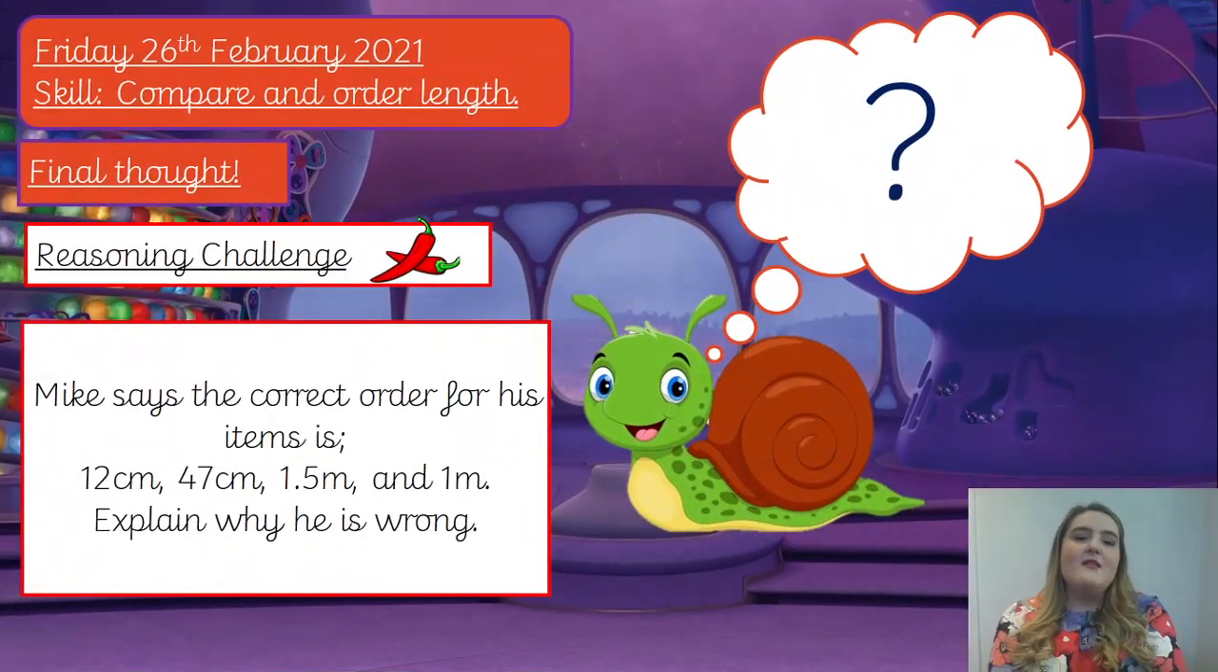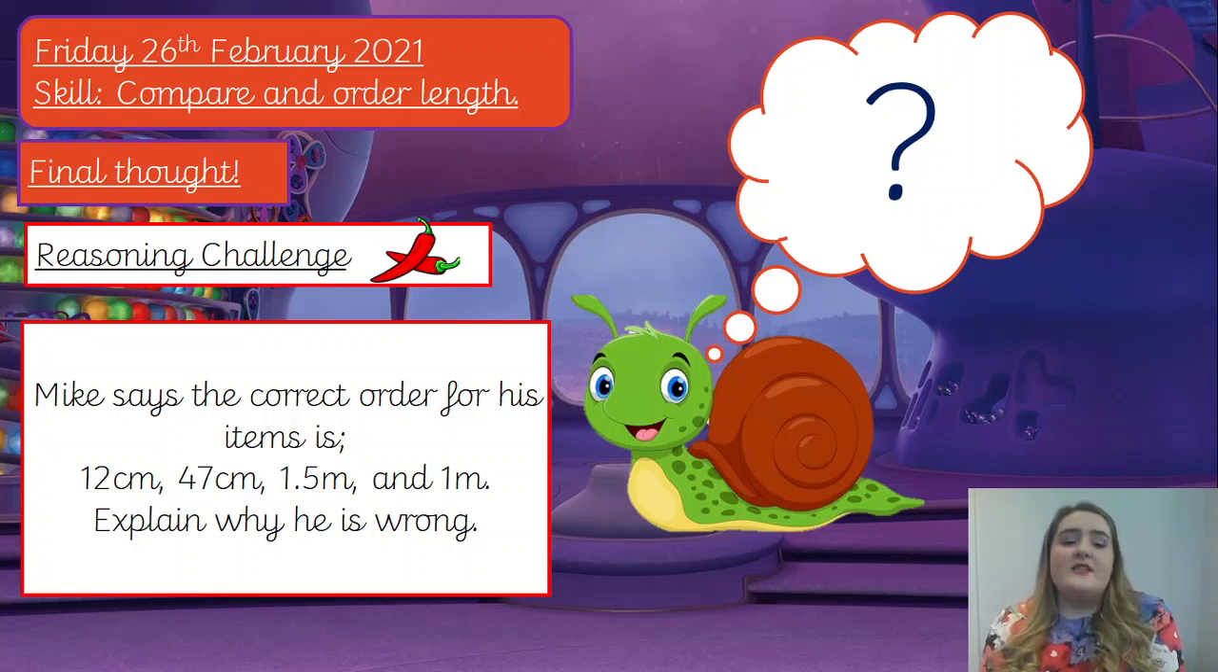Okay, well done. So our last question of this week in maths then. You've worked really hard this week, year 2, well done. So Mike says the correct order for his items is 12 centimetres, 47 centimetres, 1.5 metres and 1 metre. Explain why he is wrong. So Mike has got in a bit of a muddle and he's ordered those incorrectly. Why is he wrong? I'd like you to pause the video and think about this question, please.